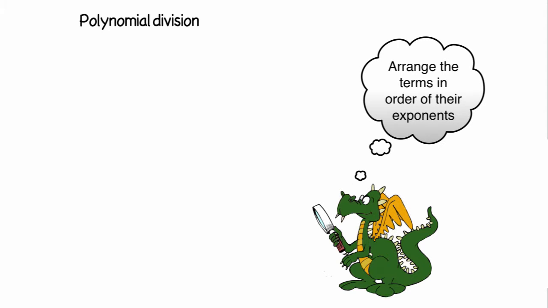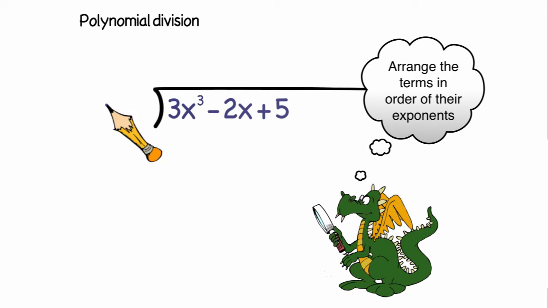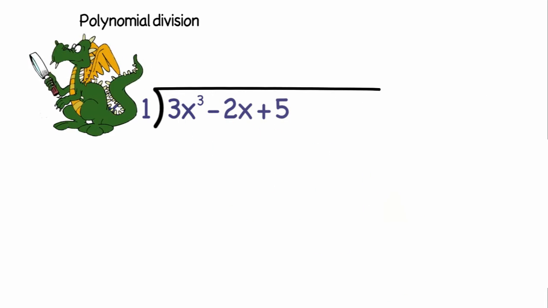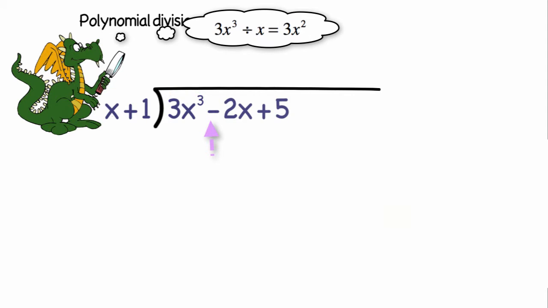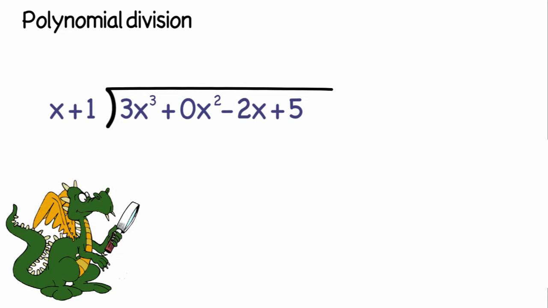I'm going to start with the problem 3x to the third minus 2x plus 5 divided by x plus 1. The first thing I want you to notice is that I do not have an x squared term. And that will be relevant because when I look to see how many times x goes into 3x to the third, that would be 3x squared. Because there's no x squared term, I don't have a place to line that number up in the column. So what I'm going to do is put a term in there, and since I don't want it to have any value, it'll be 0 times x squared. Now I've got all the terms, I can proceed like usual.